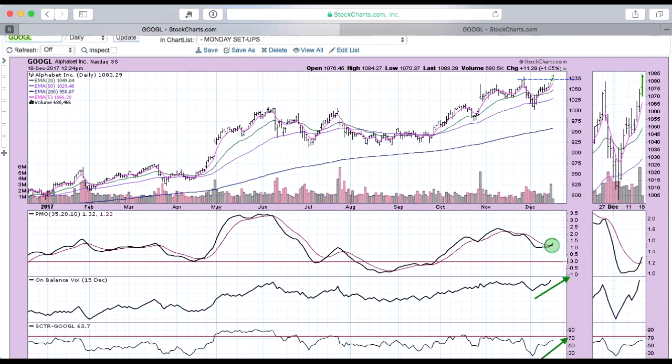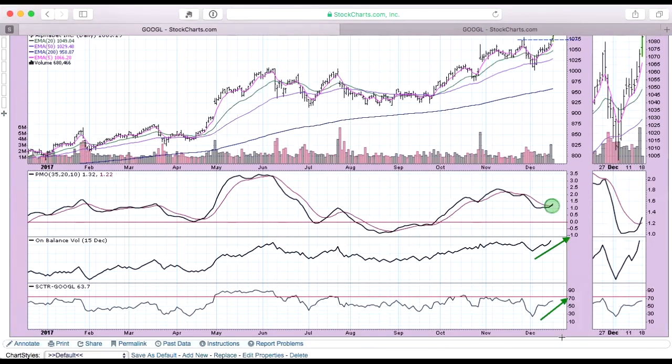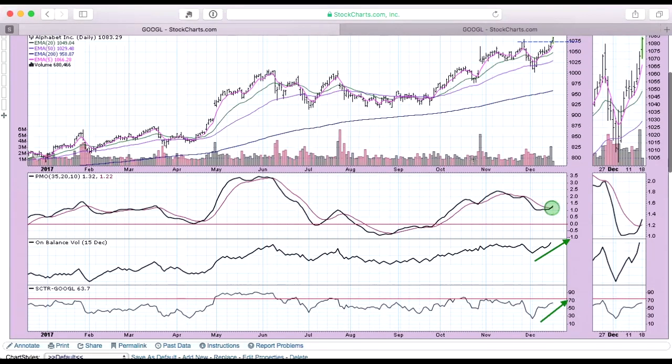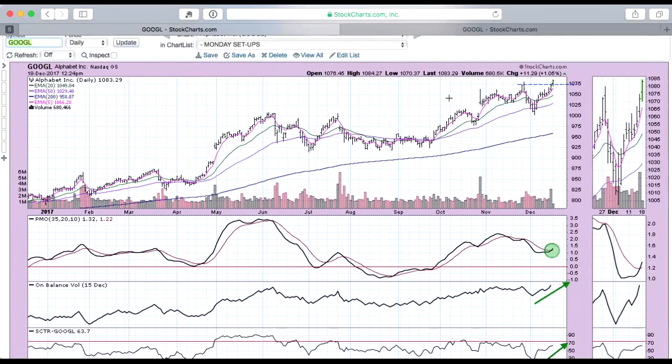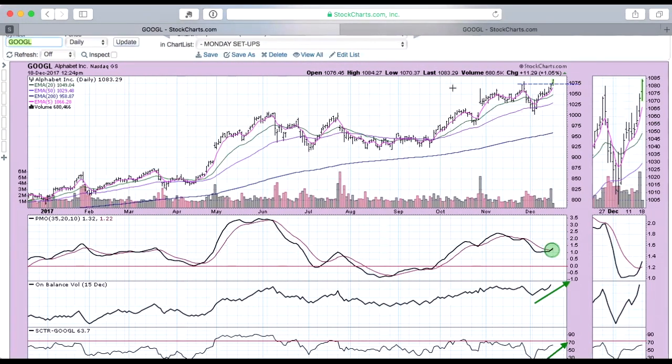I've got the PMO buy signal. You've got OBV looking great. You've got the scooter looking great. So I'm going to do this one at 108.329. So we will write that down. We got it. All righty.